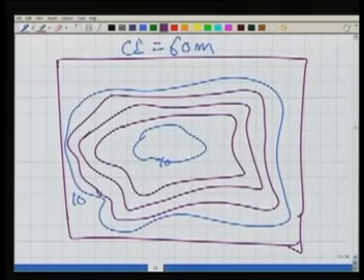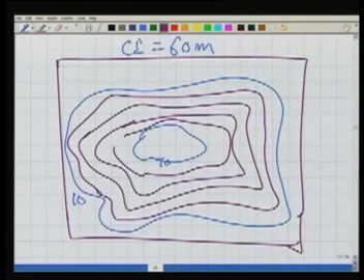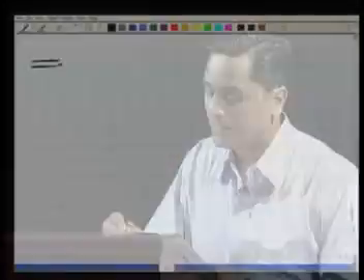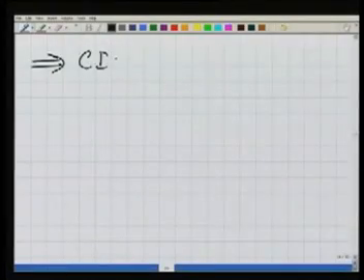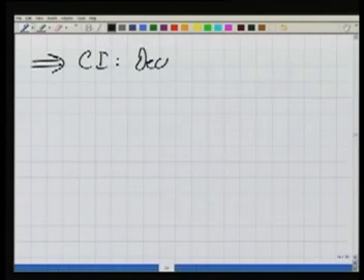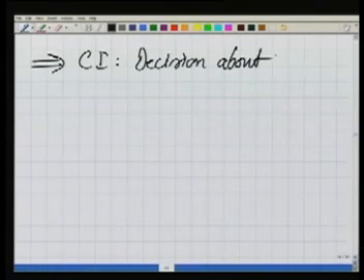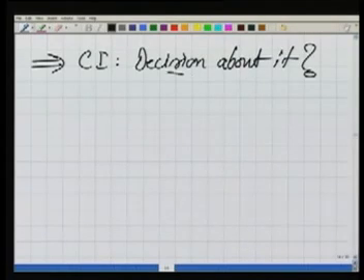Well, now there is a question. How should we decide this, whether the contour interval should be large or small? What are the things on which this will depend? How to take a decision? How to fix this contour interval?